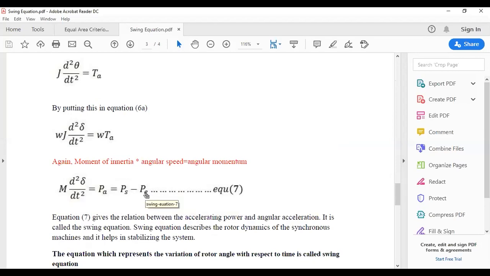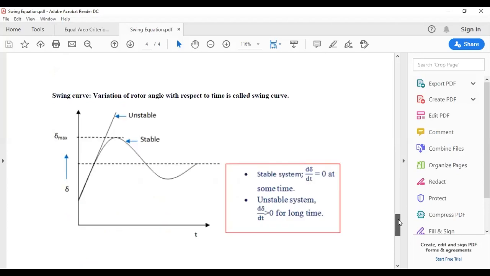Now, today, why is that swing equation used? It is used to find the stability of the system. From this equation, the swing curve is plotted, and from the swing curve we can find out whether the system is stable or not. Now let's come to today's topic.